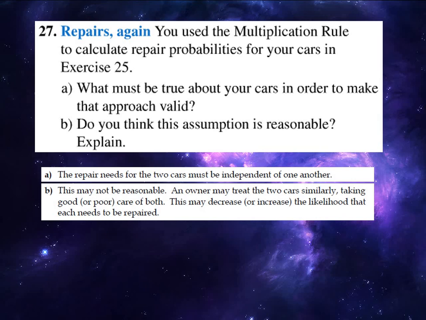Now, maybe you've got a person who owns a Tesla and a junker. And the Tesla they take immaculate care of, and the junker they use for whatever it needs to be used for. Don't really care about that one. So maybe those are independent. Completely different approaches to those. But you've got to be careful.